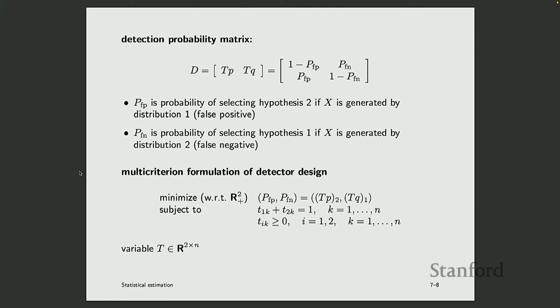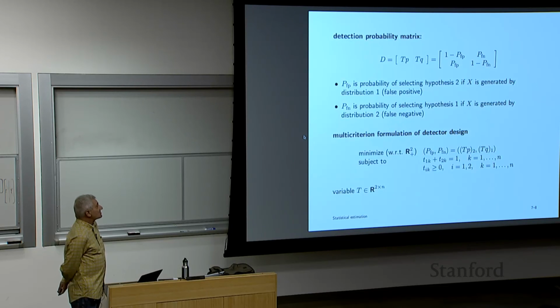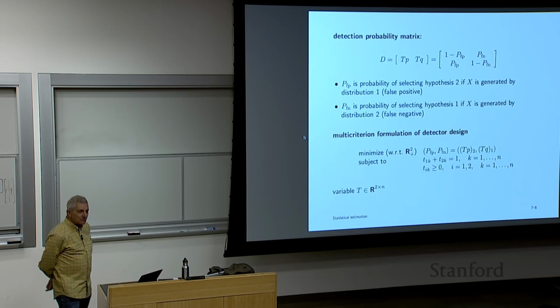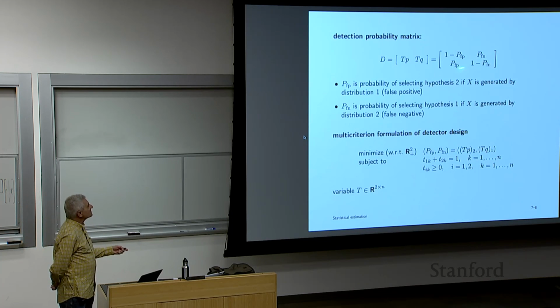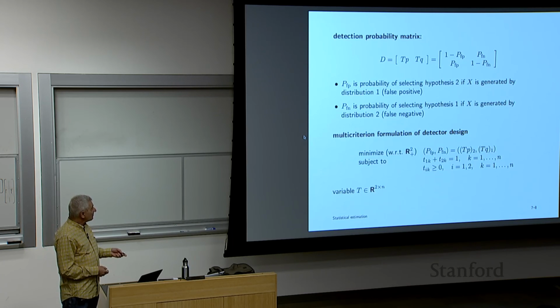So what you really end up having in the choice of T now is a multi-criterion problem, right? You can even say that this matrix only has 2 free parameters in it: the probability of a false negative and the probability of a false positive. Both of those you want small, right? So we could say it's a bi-criterion problem, and it looks exactly like this.